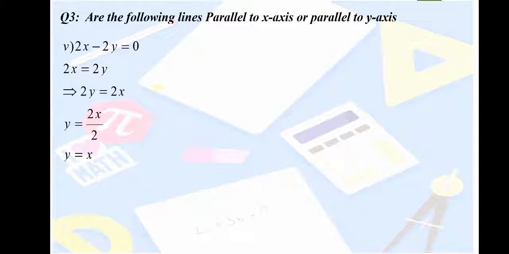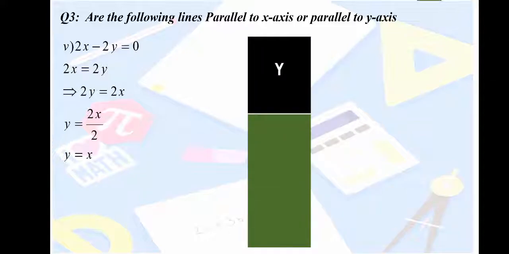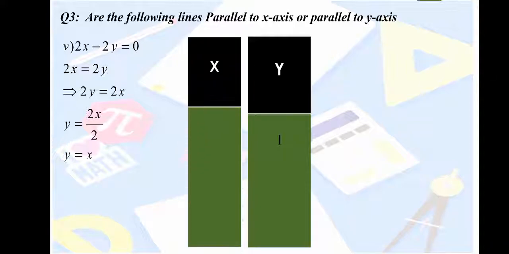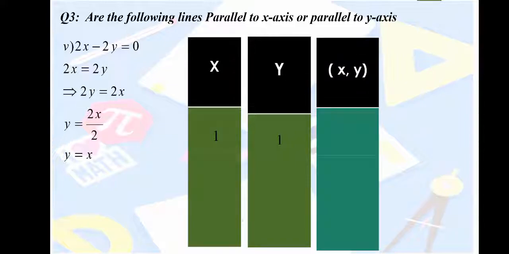It means whatever value we assign to x, the same value will be stored in y. So here first of all take the value of y. Suppose the value of y is 1. So automatically the value of x is also 1 because y is equal to x. So the ordered pair is 1 and 1. If the value of y is 2, then automatically the value of x is also 2 because y is equal to x. So the ordered pair is 2 and 2.